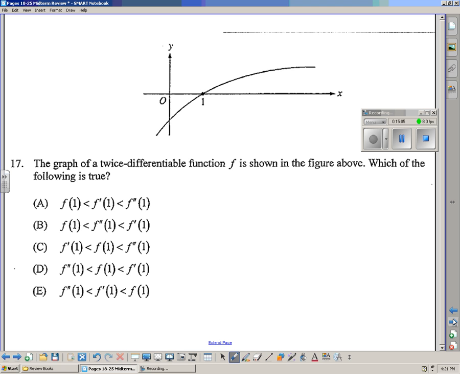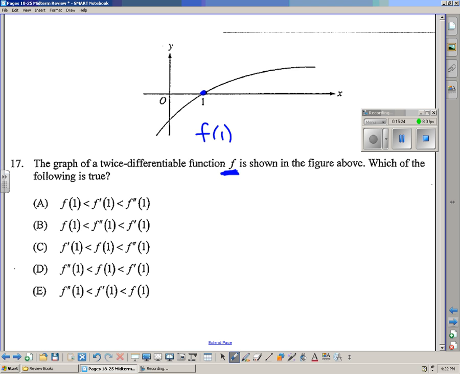Next one, the graph of a twice differentiable function f is shown above. Which of the following is true? I actually think we've done this question before, but we can do it again. So if you notice, they're trying to compare f of 1 to f prime of 1 to f double prime of 1. Well, f of 1 is just the height. This is the graph of f.